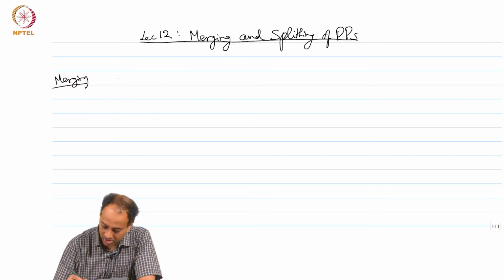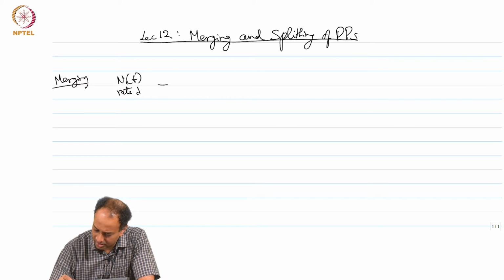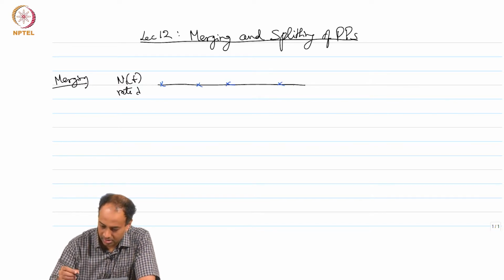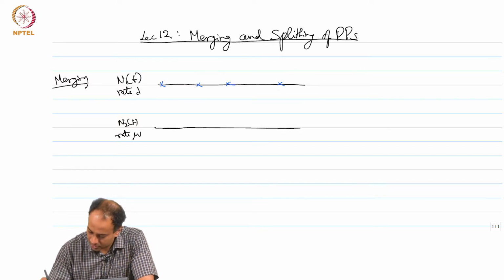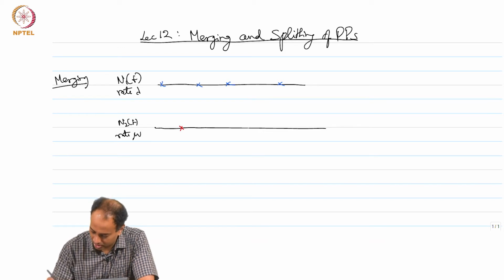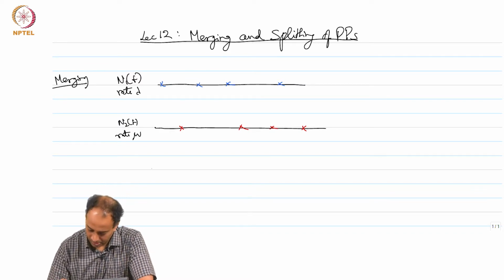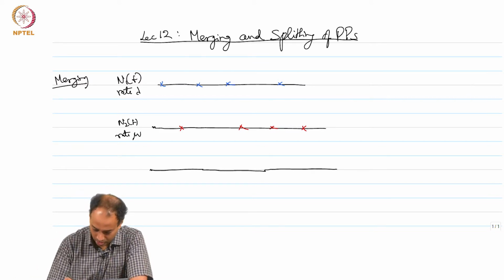you have two Poisson processes. So, N1(t) which has rate, let us call this lambda, and let us color this blue, and there is another process N2(t) of rate mu, which is let us say a red process, okay. This is 0, okay.